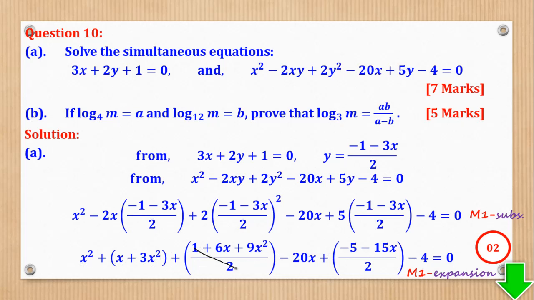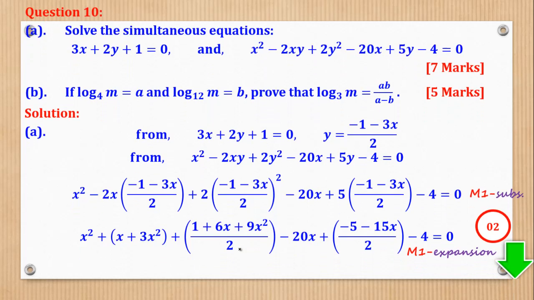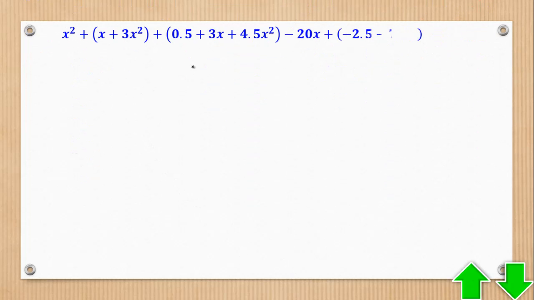So 1 divided by 2 to get a half, 6 divided by 2 to get 3, 9 divided by 2 to get 4.5. Then here, negative 5 divided by 2 to get negative 2.5, negative 15x divided by 2 to get negative 7.5x. So any is okay. Let me choose that one of splitting the numerator. When I split the numerator, I'll come up with that.